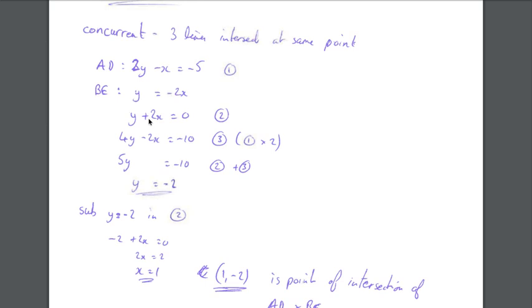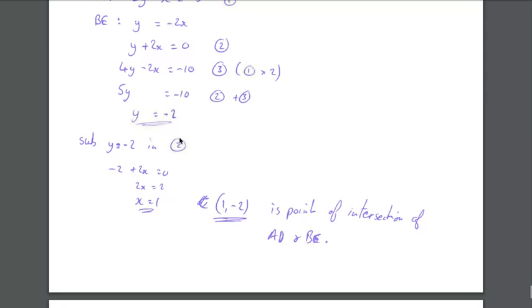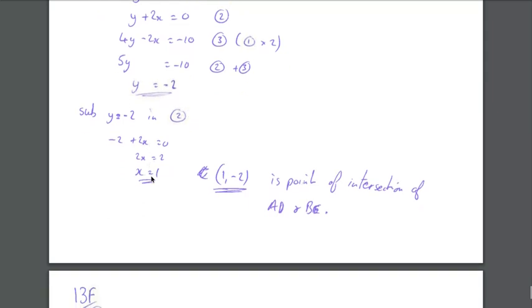So if I'm trying to eliminate the x terms here, well, if I have a minus 2 and a plus 2, and I want 0, I'm going to have to add them together. Okay, so I would do equation 2 plus equation 3. So y plus 4y is 5y. 2x plus minus 2x is 0x. 0 plus minus 10 is minus 10. So 5y is minus 10, so y is minus 2. Substitute back into equation 1 or equation 2 to get the value of x, which is 1. So (1, -2) is the point of intersection of AD and BE.